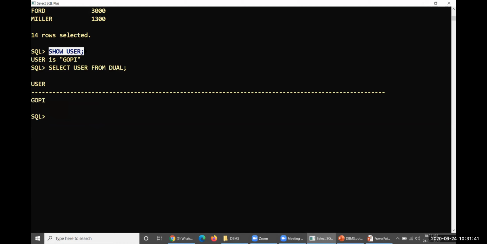So this is an SQL Plus command, and this is an SQL command. Look, this is Gopi. And if you go ahead and take this one, select UID from dual, show user UID. So 106 is my user ID.